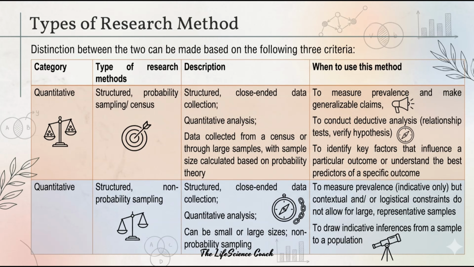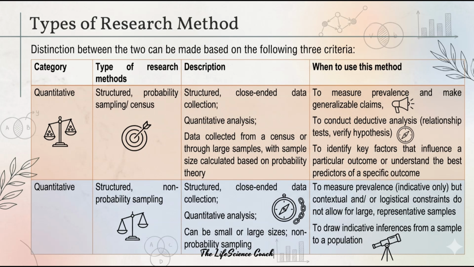This method is useful when researchers want to measure prevalence, test hypotheses, study relationships between variables, or identify factors that influence a specific outcome. Another type is quantitative research using non-probability sampling. Here, researchers still use structured and close-ended data collection methods, but the sample may not fully represent the entire population. The sample size can be small or large depending on the situation.